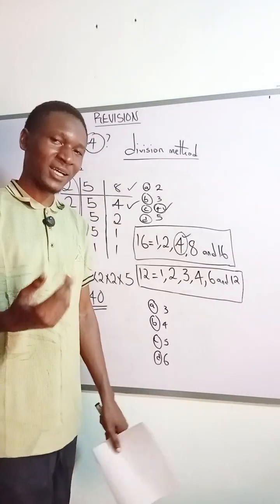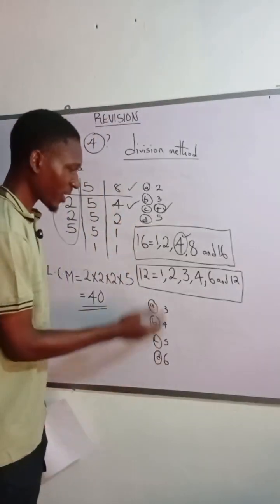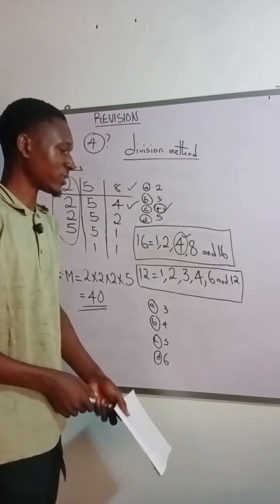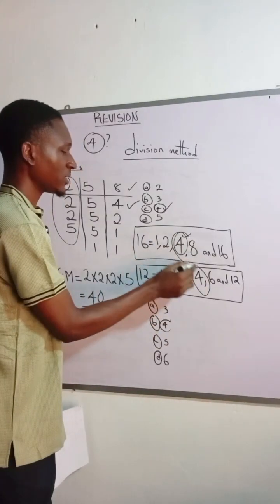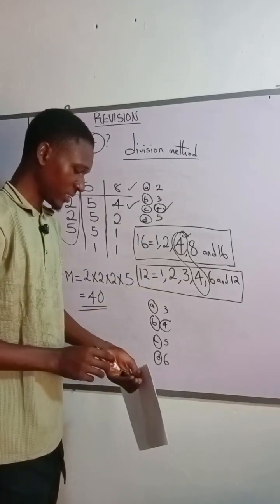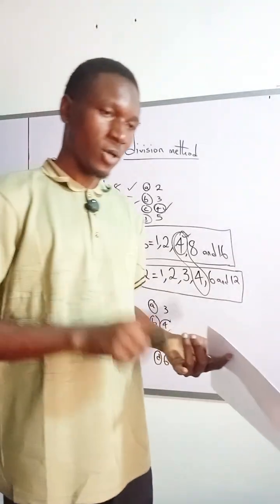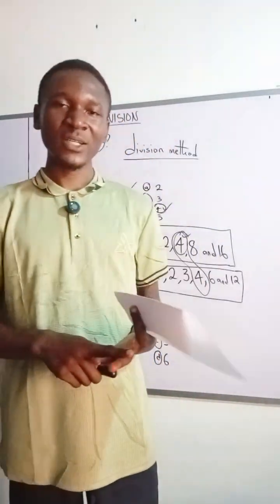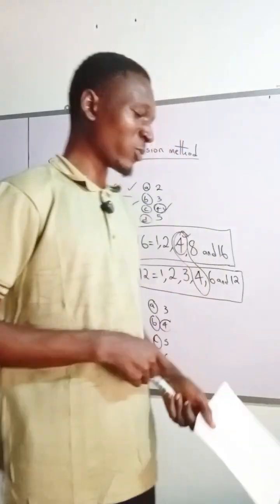A common factor is a factor that is being shared by two different numbers. Which of these factors are in 6, are in 16, and is also in 12? It's just 4 only. 4 is the only common factor of 16 and 12. So you must learn multiples, common multiples, lowest common multiples. You must learn factors, common factors, and highest common factors.